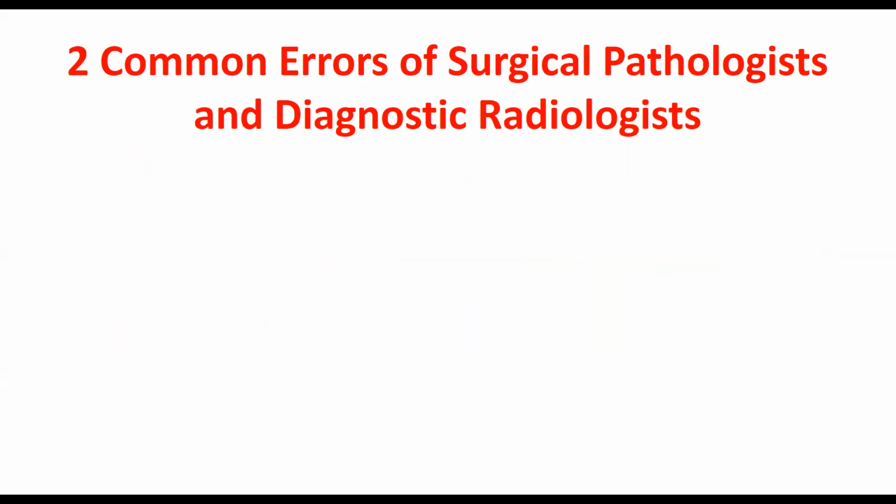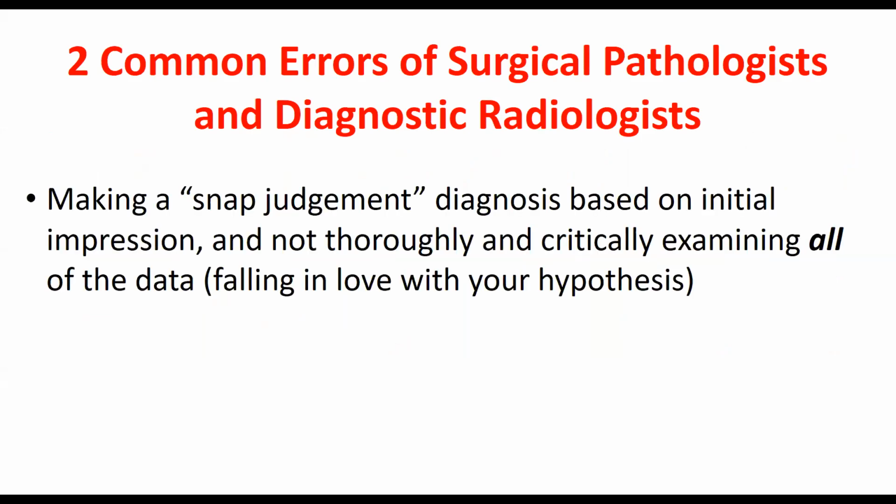Okay, let's summarize. Two common errors of surgical pathologists and diagnostic radiologists. First, making a snap judgment diagnosis based on initial impression and not thoroughly and critically examining all of the data. Falling in love with your hypothesis is always a mistake. We take one quick look and we see whorls and we think, oh, meningioma, done and done. What it actually is, is metastatic melanoma, amelanotic melanoma, which can mimic meningioma beautifully in some cases with these gorgeous cellular whorls. But you know, you're in a hurry. It's a dural-based lesion. Let's just call it meningioma and move on.